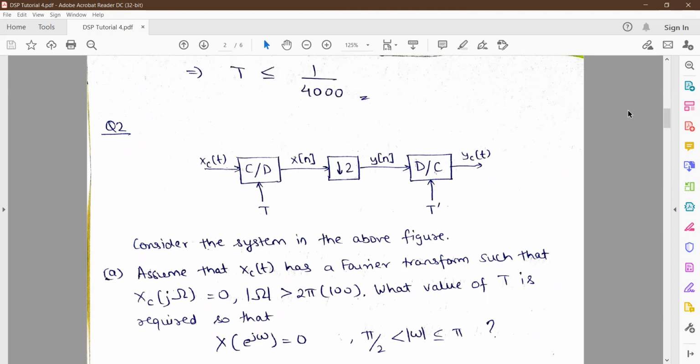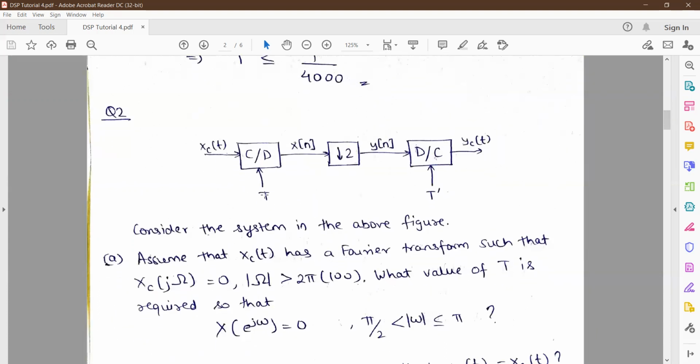Coming to question number 2, this time we have been given this figure. In this case, it is similar to what we had last time. This discrete time system is actually a downsampler, which will decrease the sampling rate by a factor of 2, and the rest is the same. We have a sampling time of T for the C to D converter, and for the D to C converter, the sampling period is T dash.